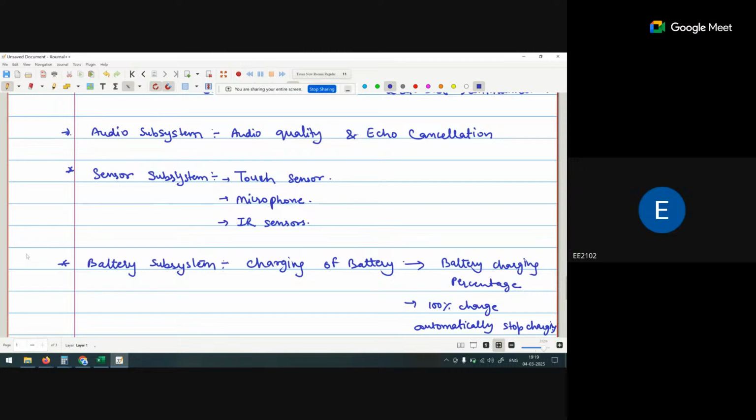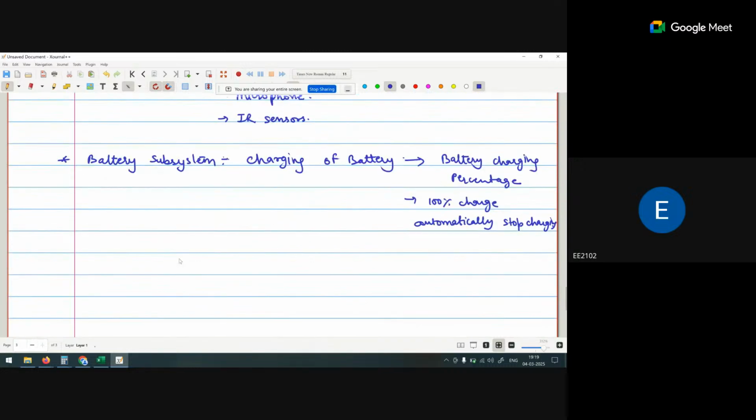So this will be managed by this battery subsystem. Charging of the battery shows the battery charging percentage and the time required. For example, when we connect a charger to our mobile phone, it shows that it will be charged in 30 minutes or 40 minutes. If the battery is 100% charged, it will automatically stop charging, so there is no damage to the battery.